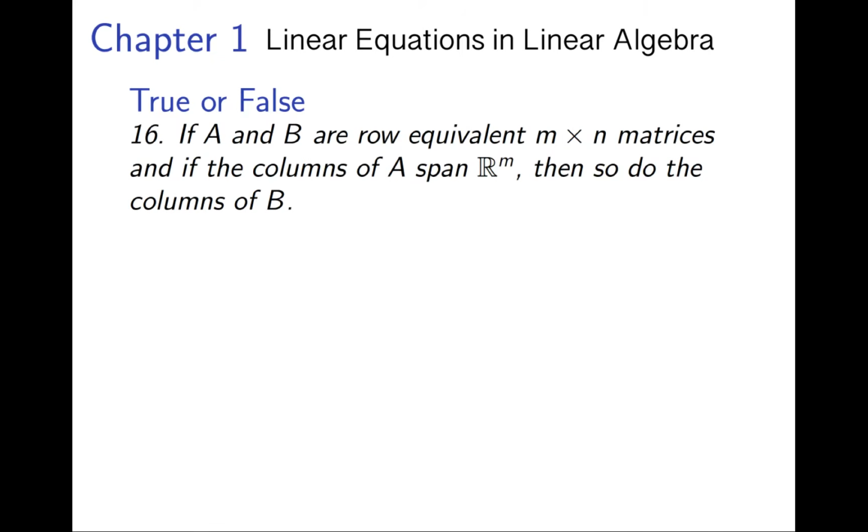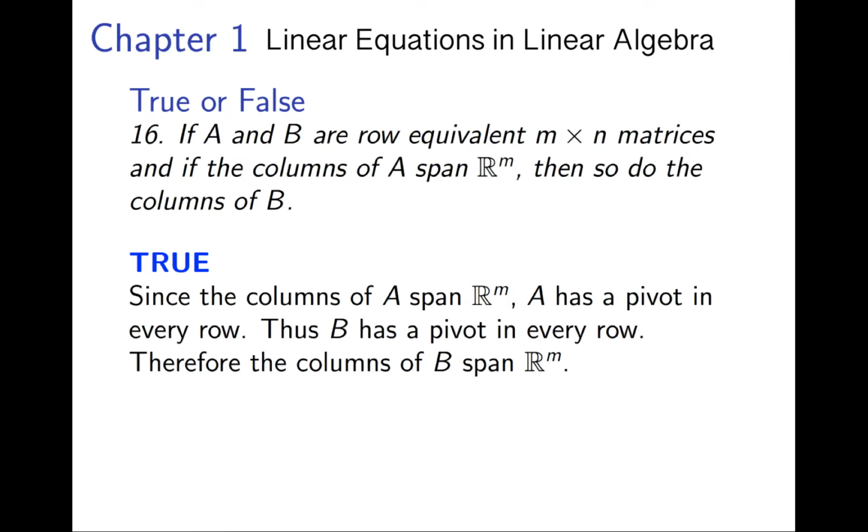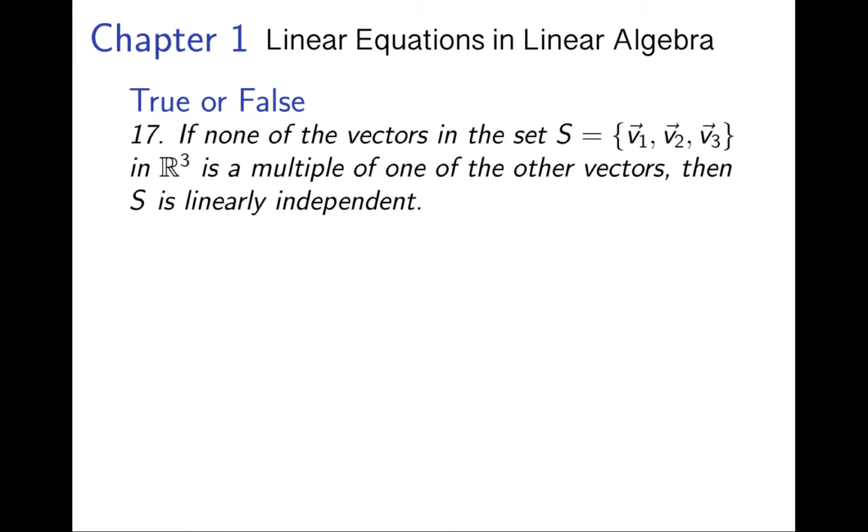Number 16. If A and B are row equivalent m by n matrices, and if the columns of A span Rm, then so do the columns of B. And this is true. Since the columns of A span Rm, we know that A has a pivot in every row. And the pivot positions are determined by row equivalence. So B also has a pivot in every row. So the columns of B also span Rm.